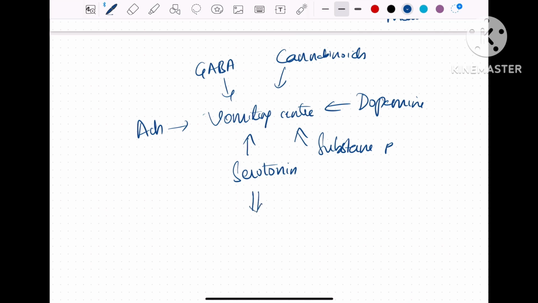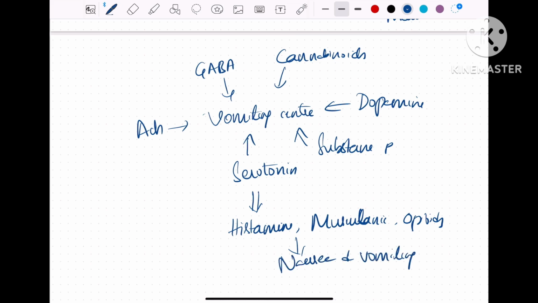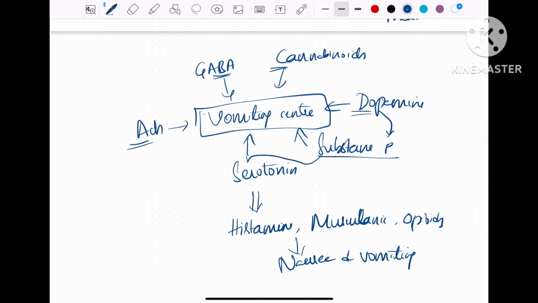After this, there will be activation of histamine, muscarinic, opioid, dopamine, and hydroxytryptamine receptors, which causes nausea and vomiting. To remember the neurotransmitters acting on the vomiting center, go with A, B, C, D, dopamine, P for substance P, and serotonin.